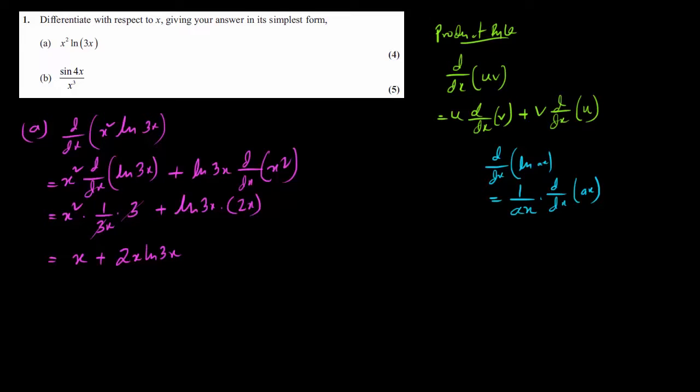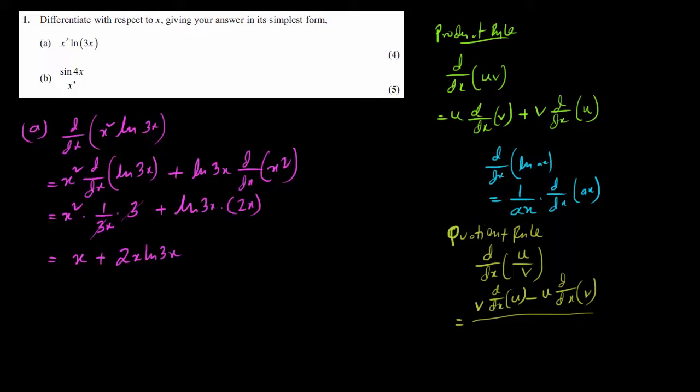Number B, we have to do quotient rule for this. Now quotient rule states that d by dx of u by v is v d by dx of u minus u d by dx of v, divided by v squared. That's what we have to do. So let's write this down. So question number B is going to be d by dx of sine 4x, which is the theta, divided by x cubed. So sine 4x is the u, x cubed is the v.